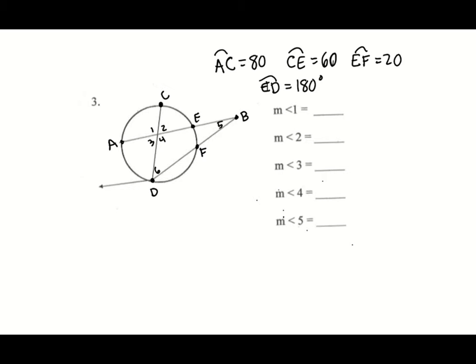So if AC right here is 80 degrees, I know that CE right here is 60 degrees. I know that EF is 20. And ED is 180. So from D here all the way over to E is 180.